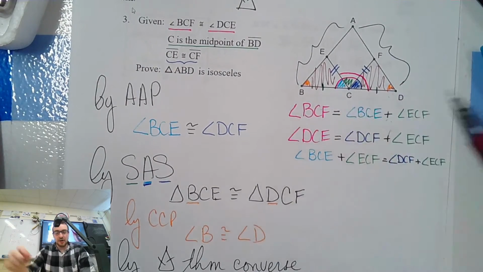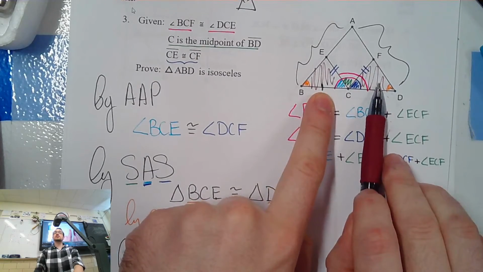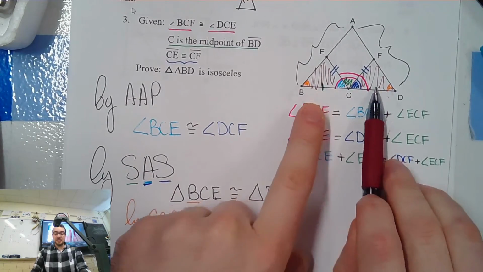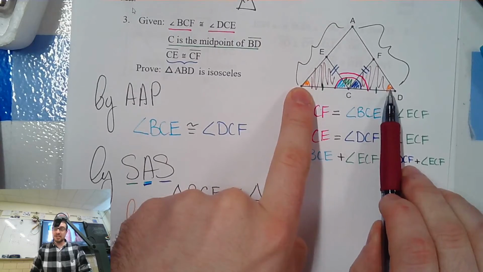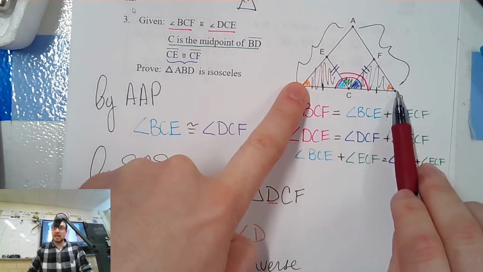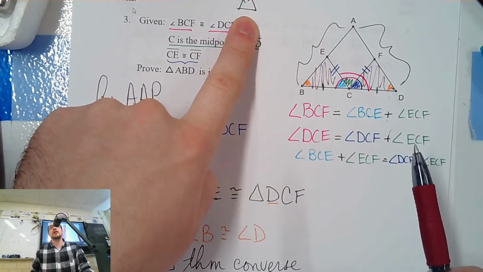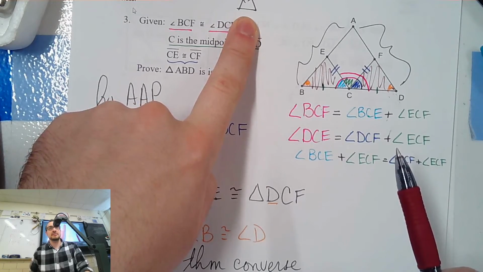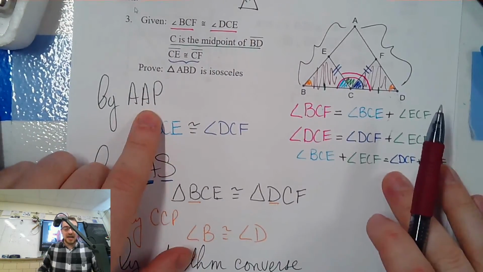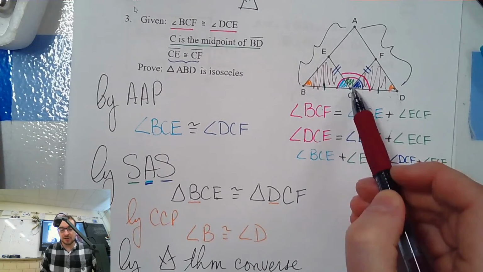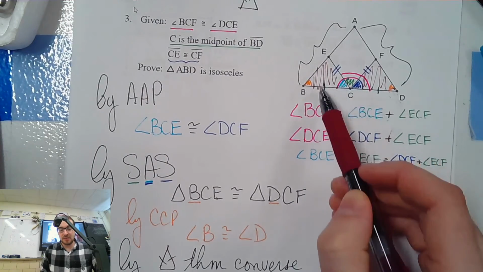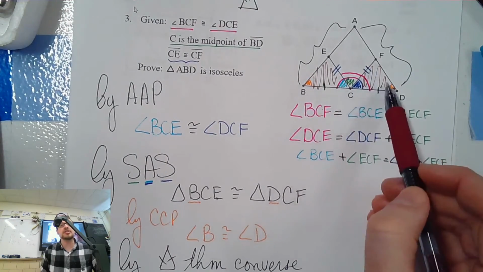All right, so we wanted to prove these two triangles the same because if we know they're the same, then their angles are the same, and if their angles are the same, these sides are the same, and if those sides are the same, then we have an isosceles triangle, right? That's the idea. So, by angle addition postulate, I know these two angles are the same, which then tells me by side angle side, these triangles are the same.